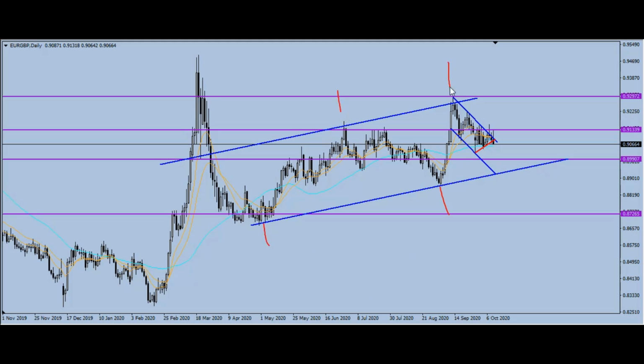Okay, twice as resistance. So what we would expect, as long as price is trading within this channel, is that it would want to stay within the channel. And even in this broad channel, you can see that I also have a smaller channel, which is right here. I will go to the 4 hours time frame now, so that you can see it a lot clearer.